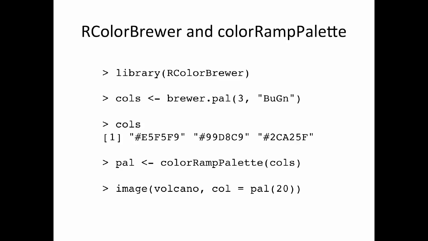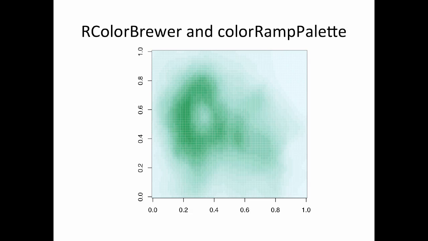So now I'm going to create the image of this volcano using the image function, but instead of using the heat colors or the topo colors palette, I'm going to use this palette that I've got from the RColorBrewer package. And so I'm going to specify that I want 20 different colors to be represented in this image. So the 20 colors are going to be interpolated from this blue-green palette. So the resulting image looks something like this. And you can see that as it gets higher, the colors get darker and more green. And at the lower elevations, the colors are lighter and more blue.